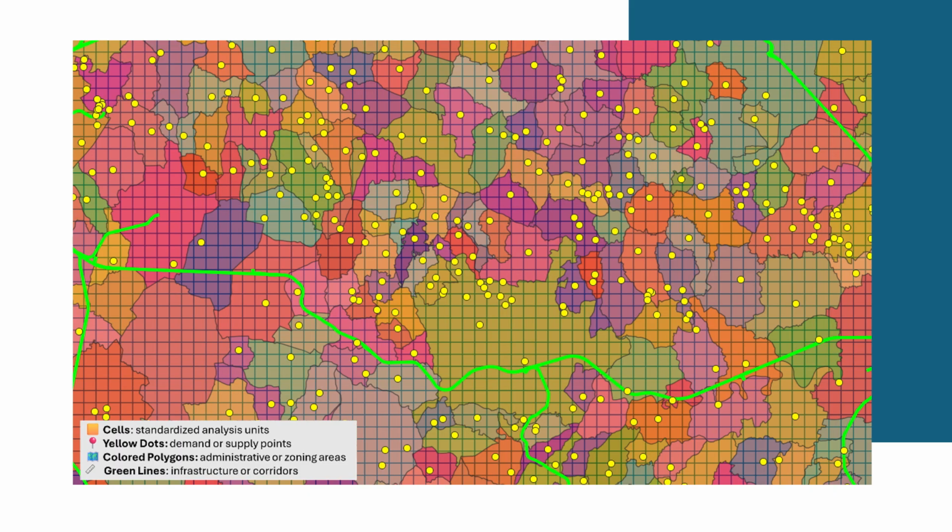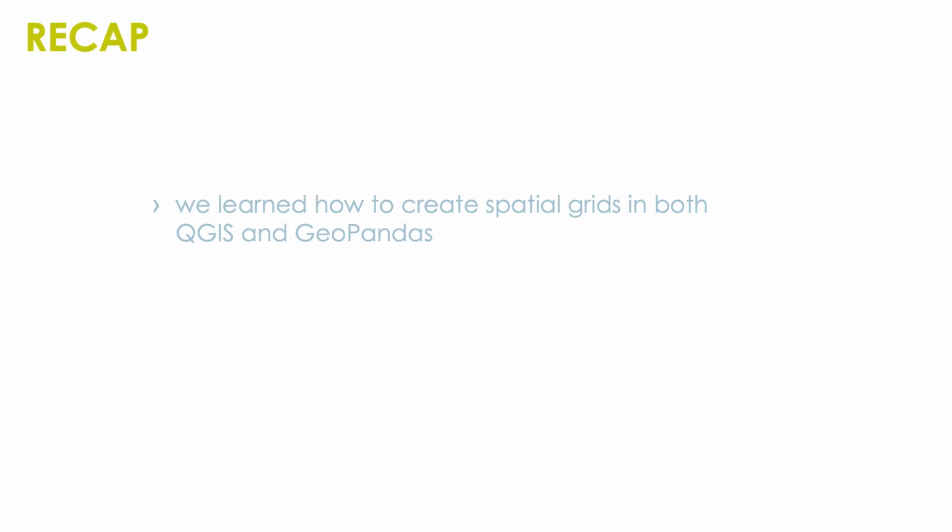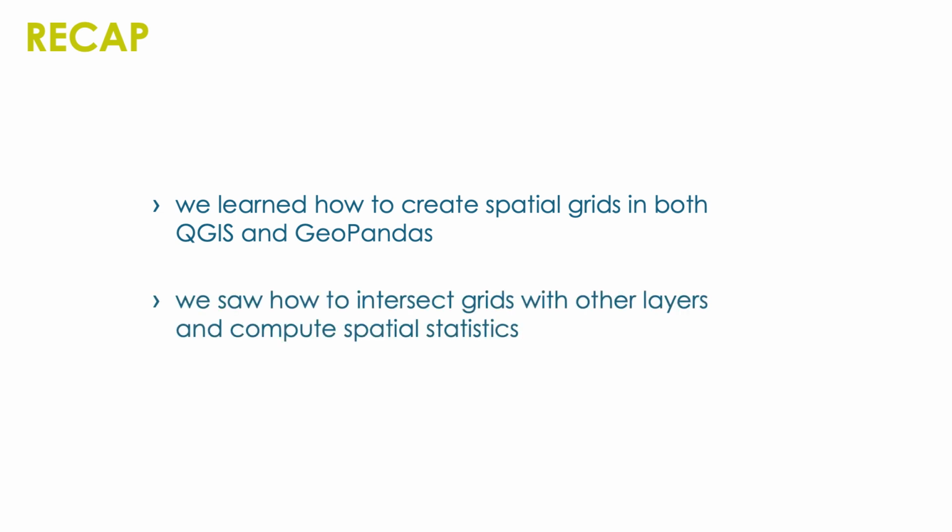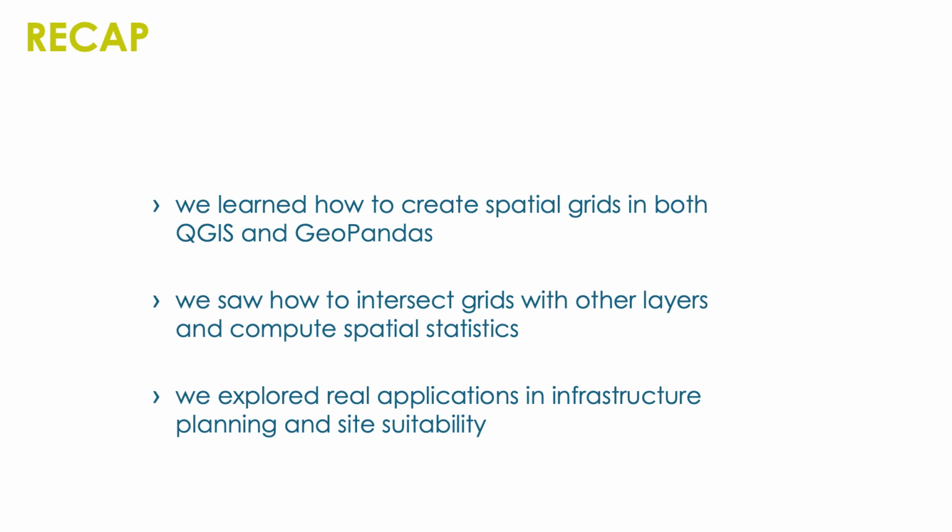Grids are powerful. They allow scalable, structured spatial analysis from local to continental level. And they play a central role in energy system modeling, from resource assessment to infrastructure optimization. To recap, we learned how to create spatial grids in both QGIS and GeoPandas. We saw how to intersect the grids with other layers and compute spatial statistics. We explored real applications in infrastructure planning and site suitability.